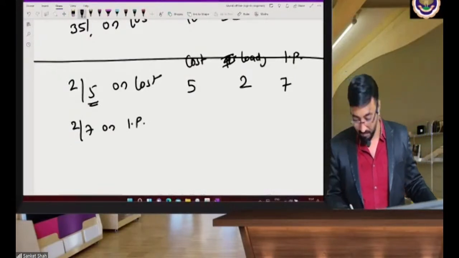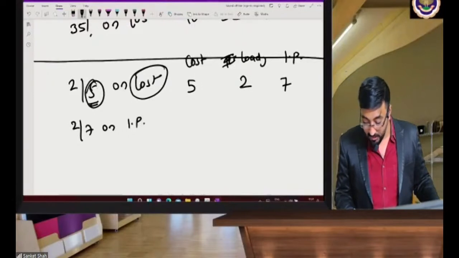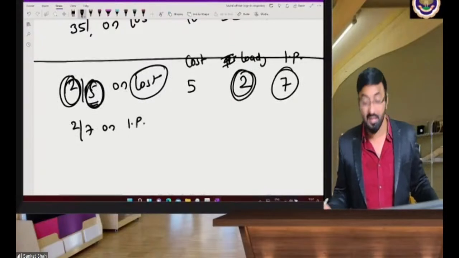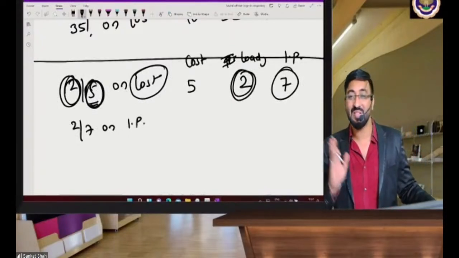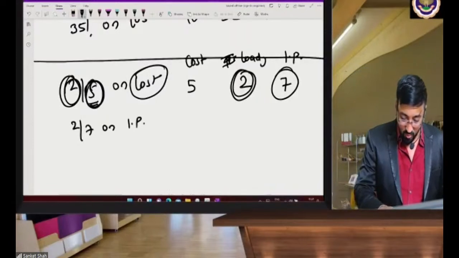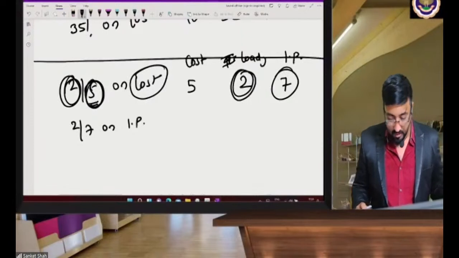This is very simple. 5 on cost. So cost is 5, 2 is loading and 7 is invoice price. So it's 5 to 7. No one has answered it better. I thought at least one of you would be intelligent, but yes, many students answered it.